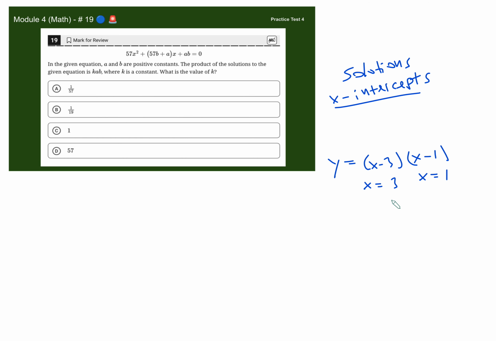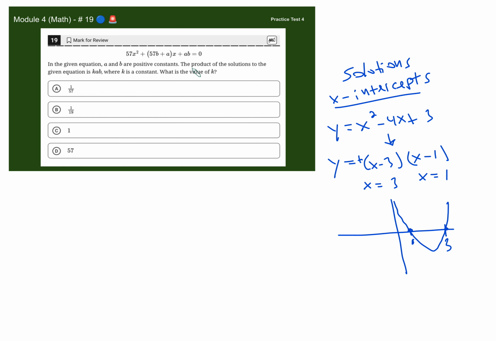Well, the solutions are x equals 3 and x equals 1. What that means is that those are the x-intercepts of that quadratic function. So that's a parabola, and it's got an x-intercept at 1 and an x-intercept at 3, and it's a happy face parabola because that's a positive a value. I can actually open this up, so y equals x squared minus 3x minus 1x plus 3. So this factors to this, and the solutions are these.